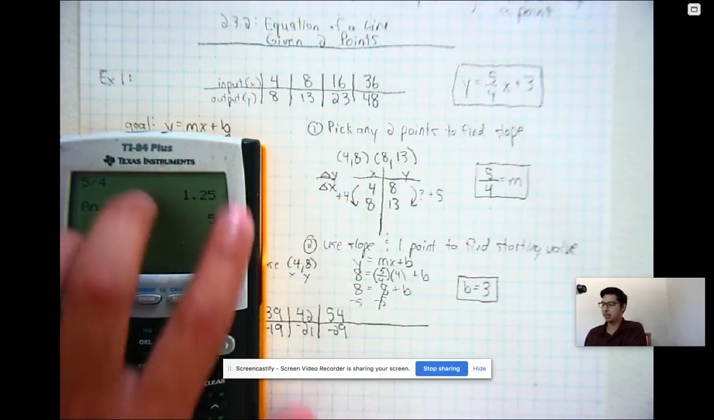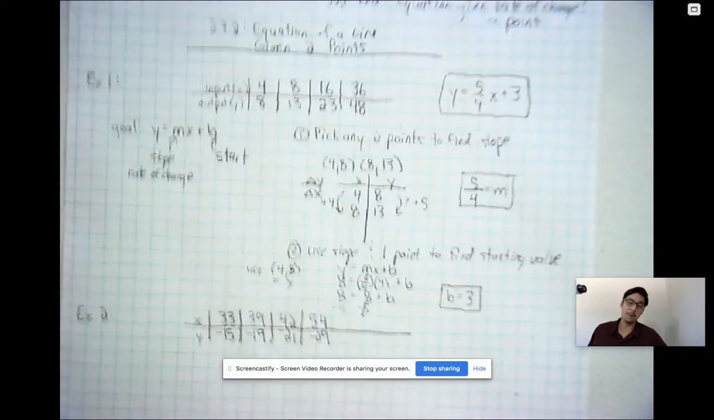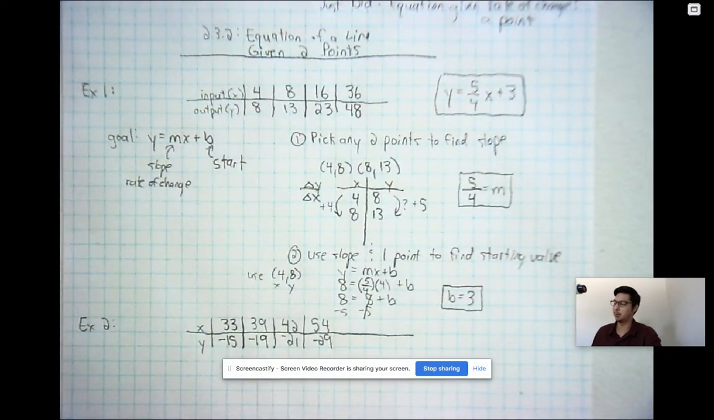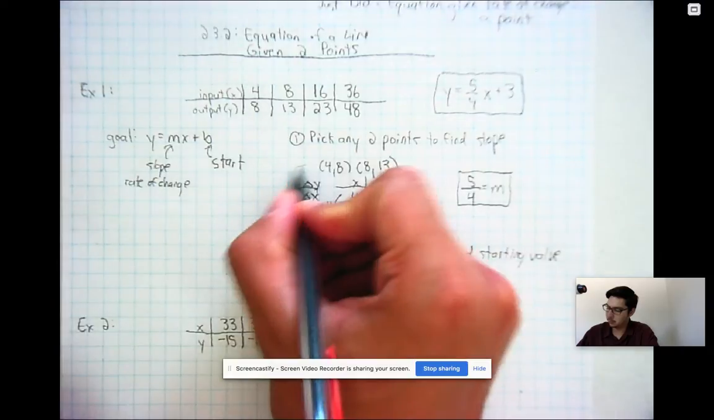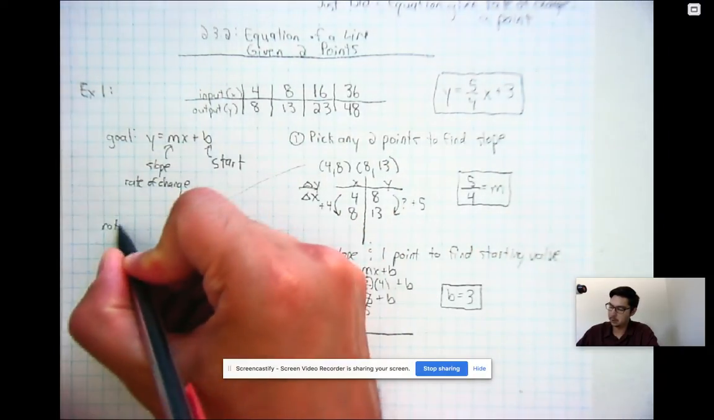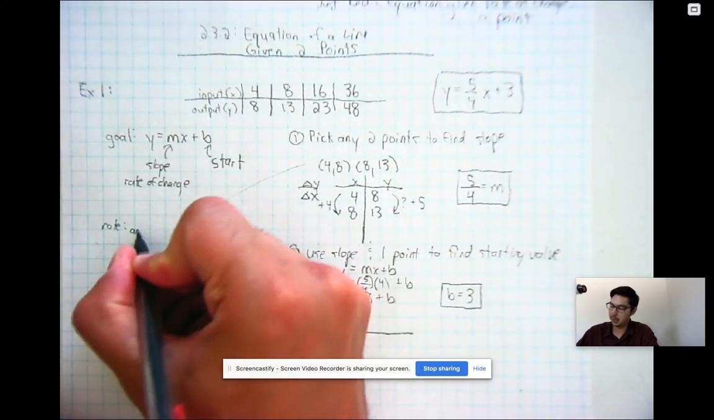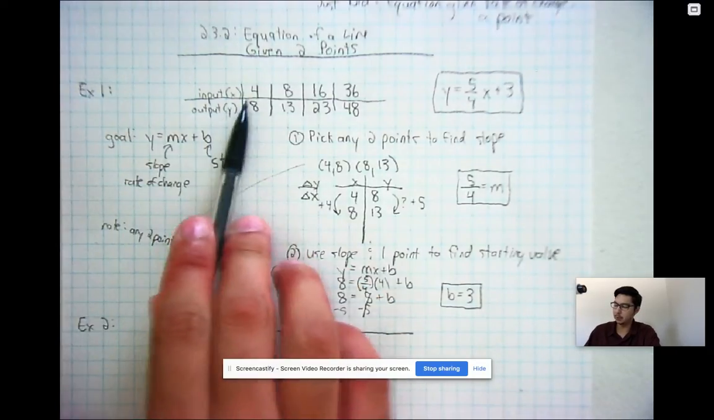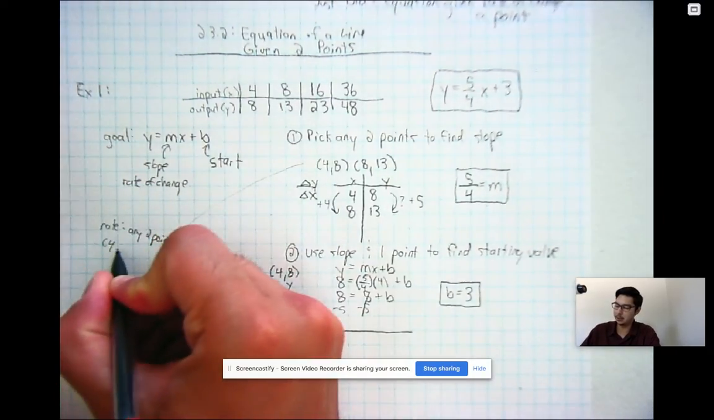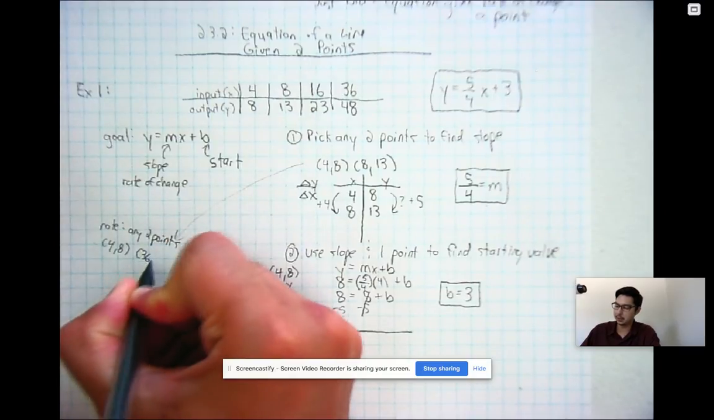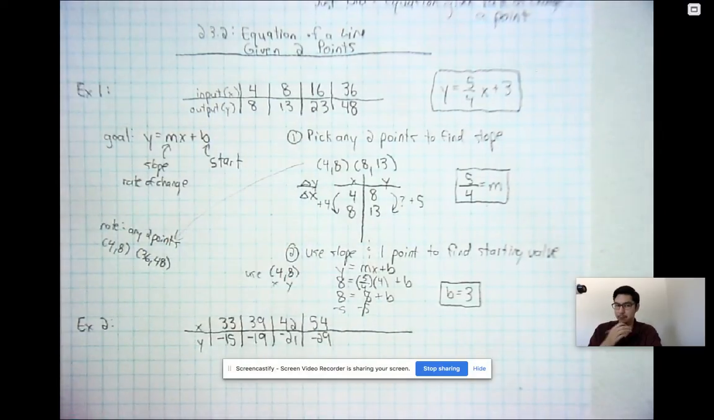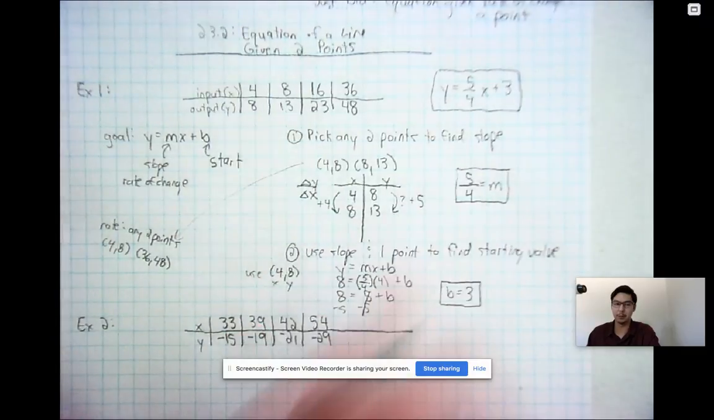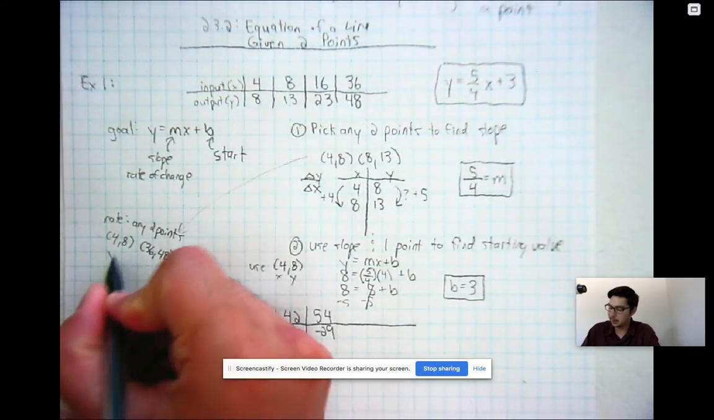Not too bad. Or at least, hopefully it doesn't feel too bad. If it does, maybe another example will help you. But the big idea is you pick 2 points, and any 2 points could have worked. Note, any 2 points work. Say I would have picked the farthest ones away, 4, 8, and 36, 48. Well, is my slope still going to be 5 over 4? Let's check. So we put this in a table.